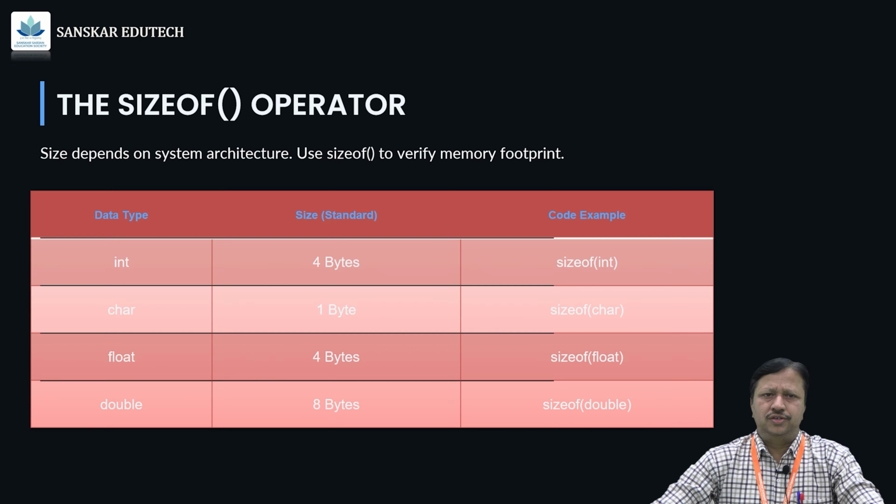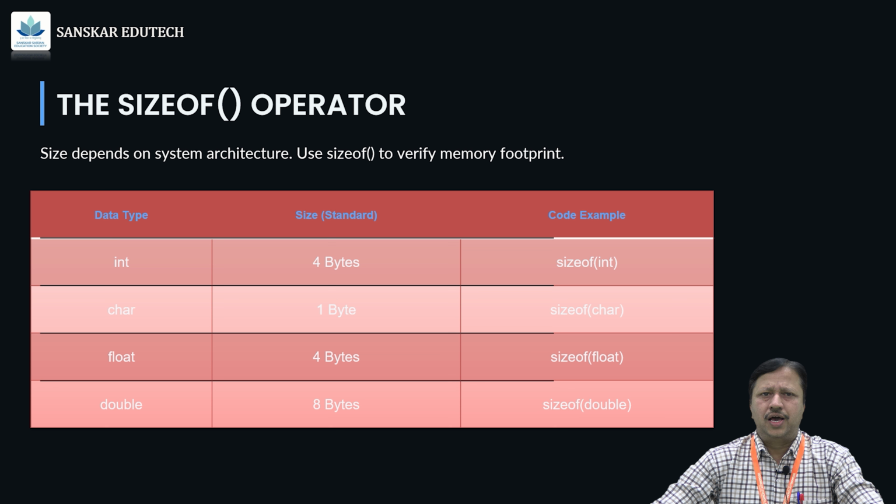Size of data types in C. The size of a data type in C depends on the architecture, so we cannot define a universal size of the data type. For that, the C language provides the sizeof operator to check the size of a data type.